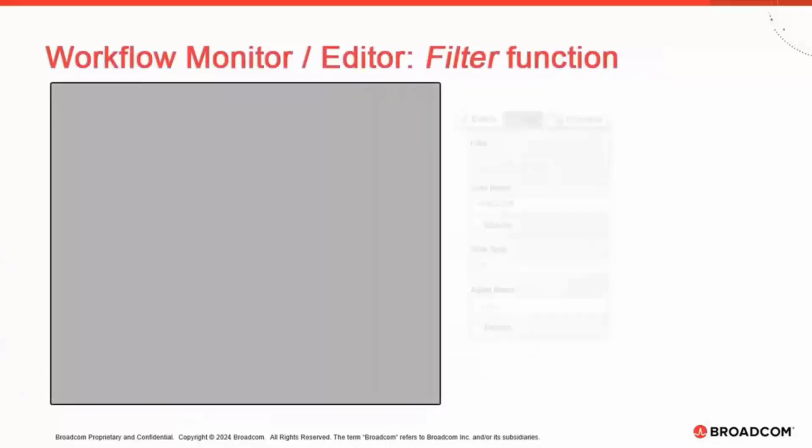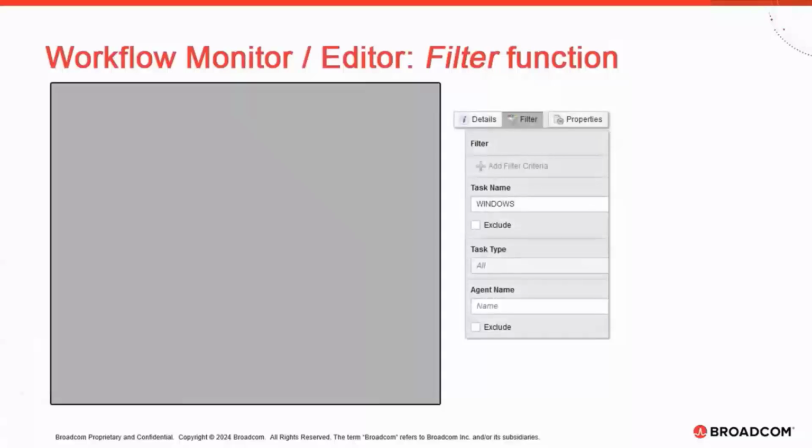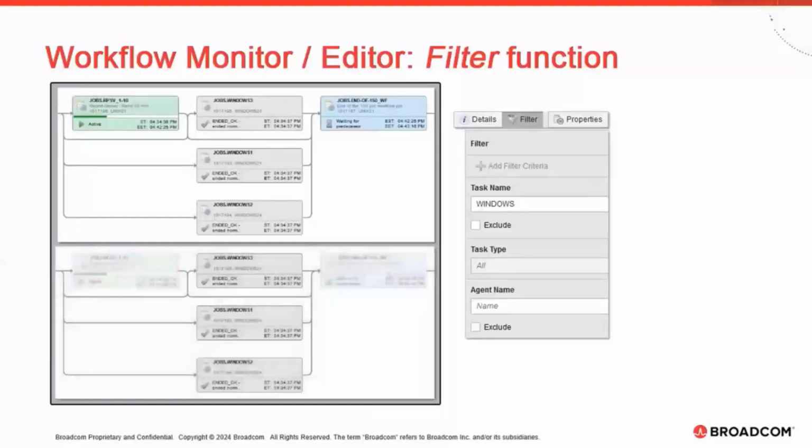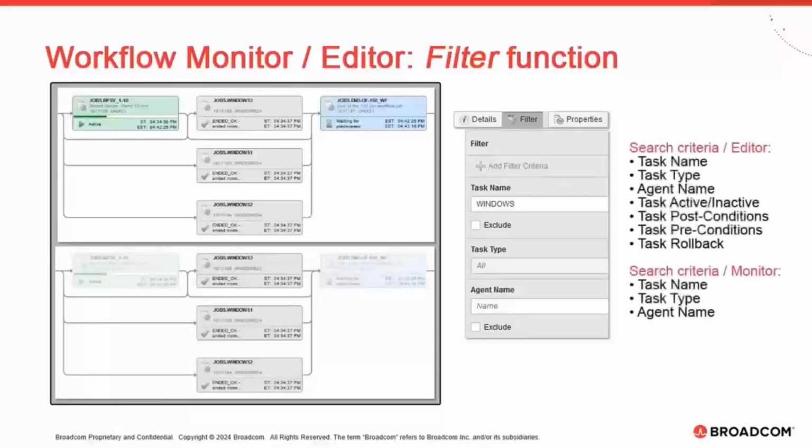Automic Automation provides a filtering mechanism for the workflow editor and monitor. This is useful for large workflows in which certain tasks need to be singled out. In our example, we have a number of tasks in this workflow. Some have the string Windows in the name. We set a filter on the task name. All other tasks are faded out. We've provided a list of search criteria for both the editor and the monitor.